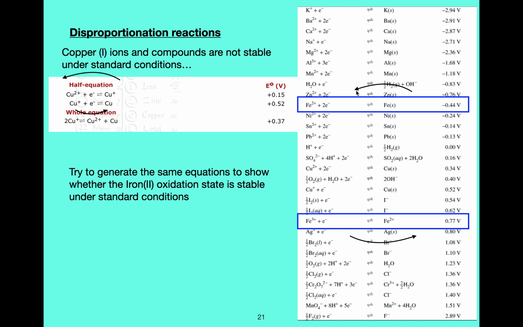The top will shift to the left, the bottom will shift to the right, and iron 2 ions would be produced. You can combine those equations if you want to, but you can see that it's much more likely that iron 2 is produced if these two systems are combined. Okay, if iron 2 is being produced, then obviously it's not disproportionating, it's the reverse. So in standard conditions, the iron 2 oxidation state would be more stable.